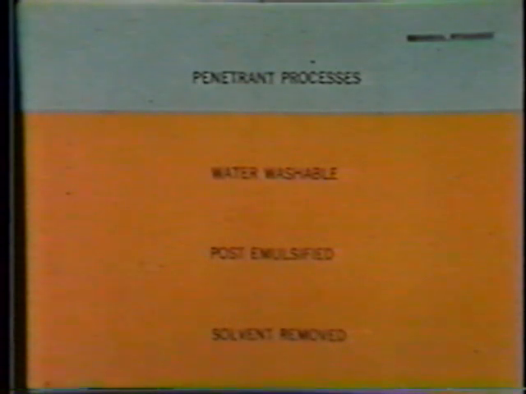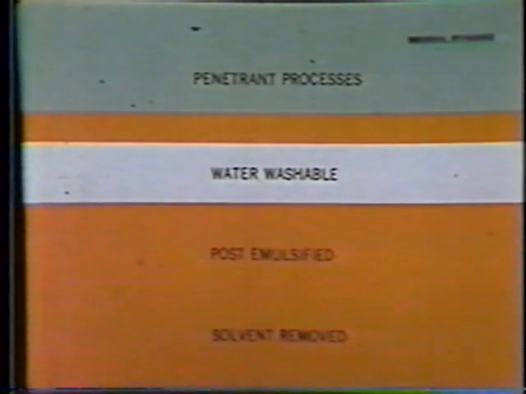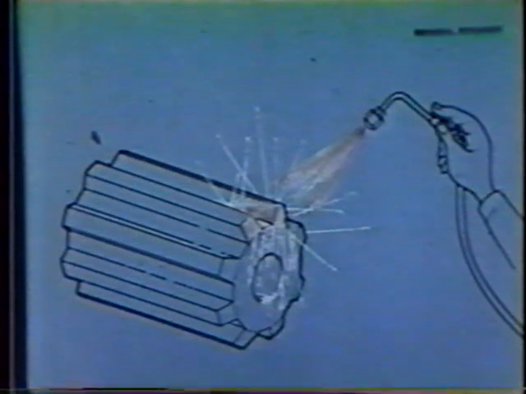Liquid penetrant processes are further classified as to the method of penetrant removal. The water-washable method employs penetrants containing an emulsifying agent. Excess penetrant is removed by washing with water, the best wash being a forceful spray of large water droplets.